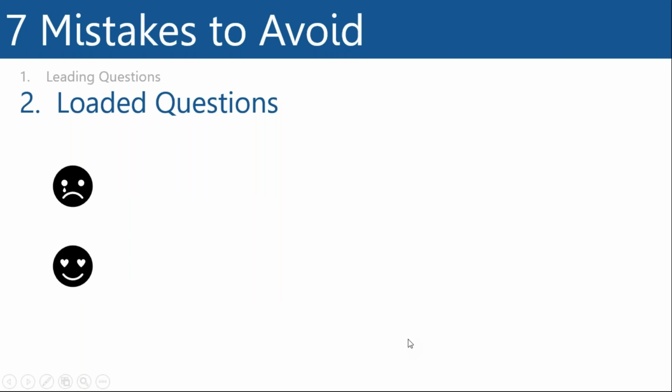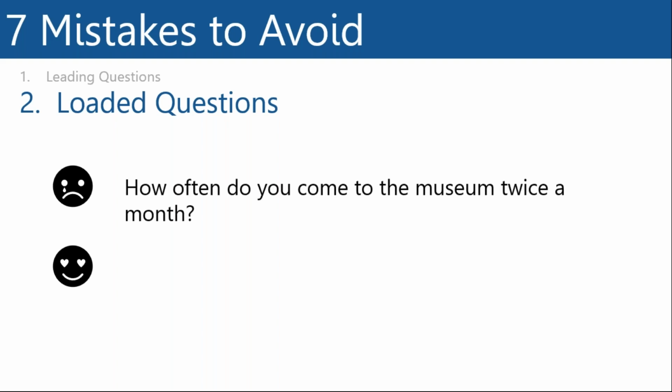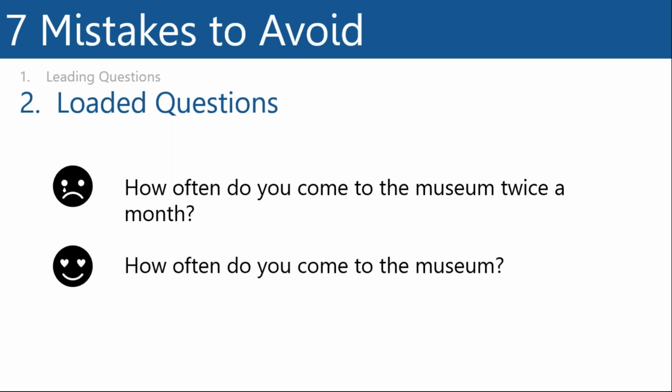Number 2 is loaded questions. These are questions that are loaded with assumptions that you have made. How often do you come to the museum? Twice a month. It's loaded because we're assuming that this person comes to the museum frequently, and what you're really trying to find out is how many times during the year they come. So ask this, break it down. How often do you come to the museum, and give them choices. And then if you need to know how many are coming twice a month, you can drill down from there. Those choices could be once a year, once a month, rarely, frequently, however you want to define it.